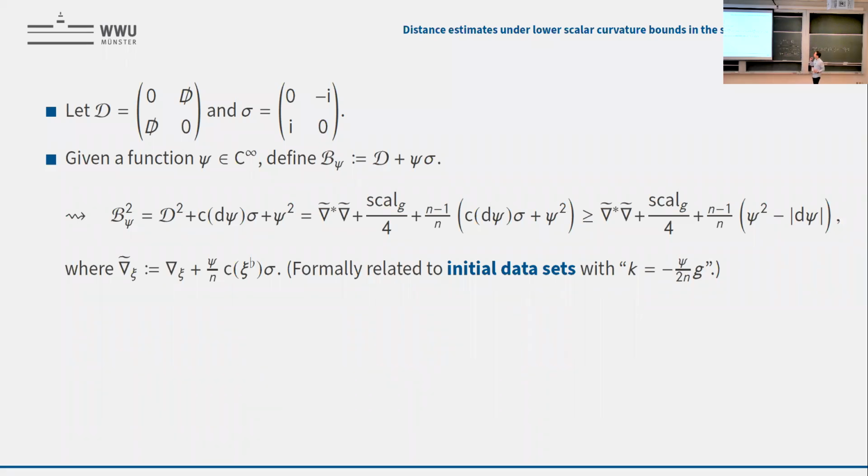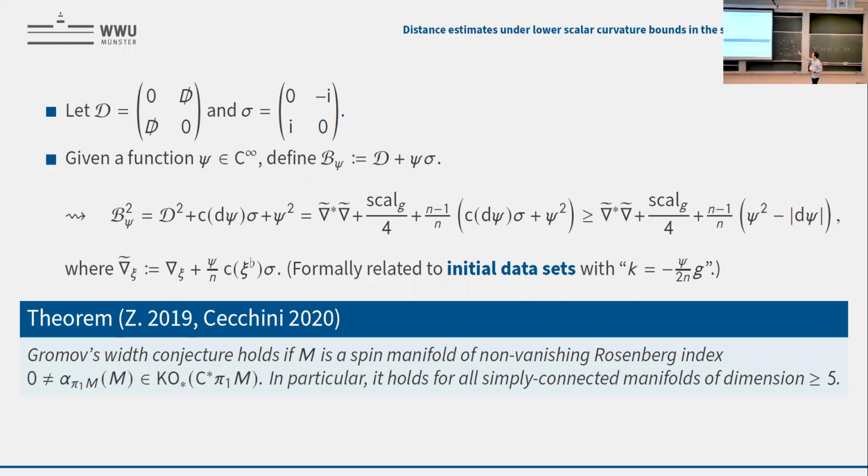Okay, now the idea is you can use this operator and plug it into the index theory machinery, and then you can prove that Gromov's width conjecture actually holds whenever M is a spin manifold and this very general Rosenberg index is non-vanishing. This in particular includes all the standard index invariants, and because in the simply connected case this is actually a complete obstruction, you deduce that the conjecture holds for all simply connected manifolds in dimension at least 5.